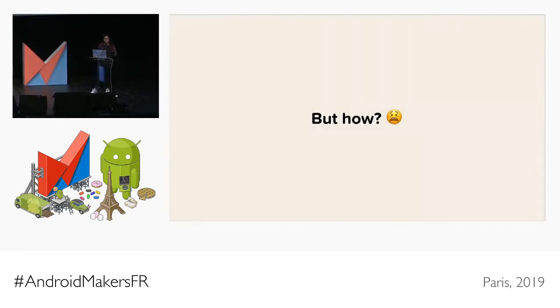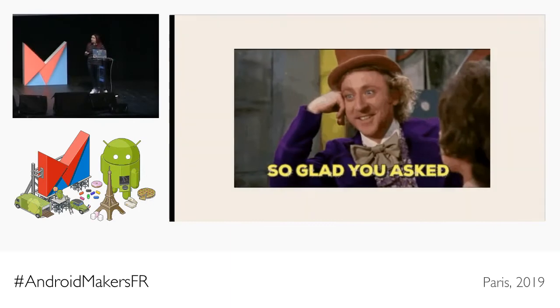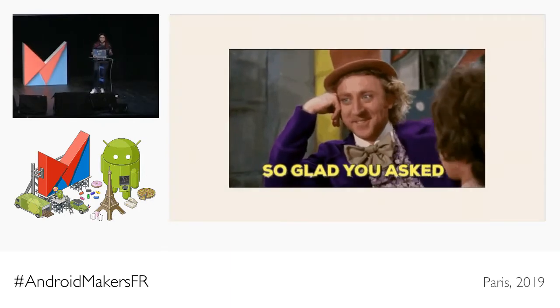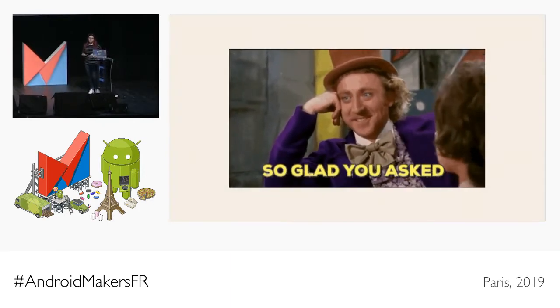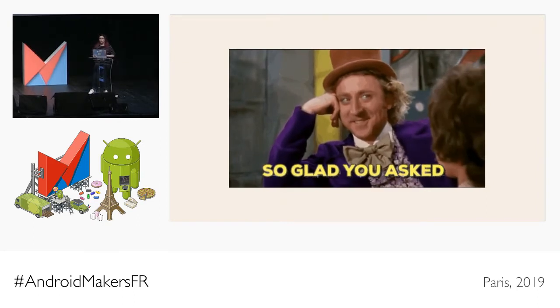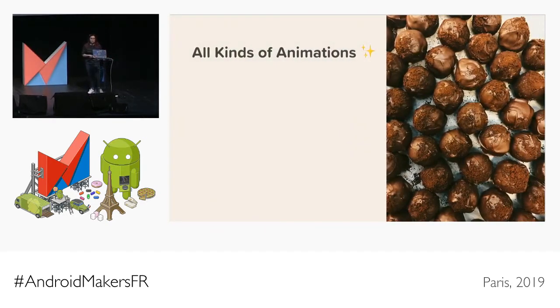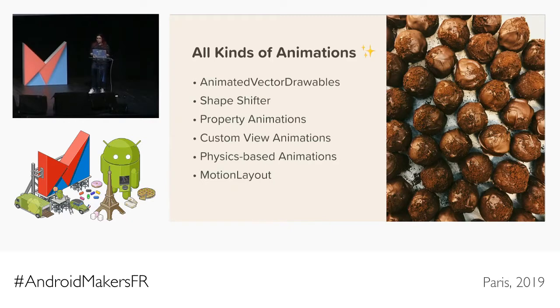So you're probably very frustrated, and you think to yourself, how can I make my own cool animations in my app? Well, I'm so glad that you asked, because that is why we are here today, and hopefully by the end of this, you'll have a few different bits of knowledge to go and try and do your own animations yourself. So we're going to be covering all different kinds of animations today: animated vector drawables, a little bit of Shapeshifter, property animations, custom view animations, physics-based animations, and a little bit of MotionLayout.